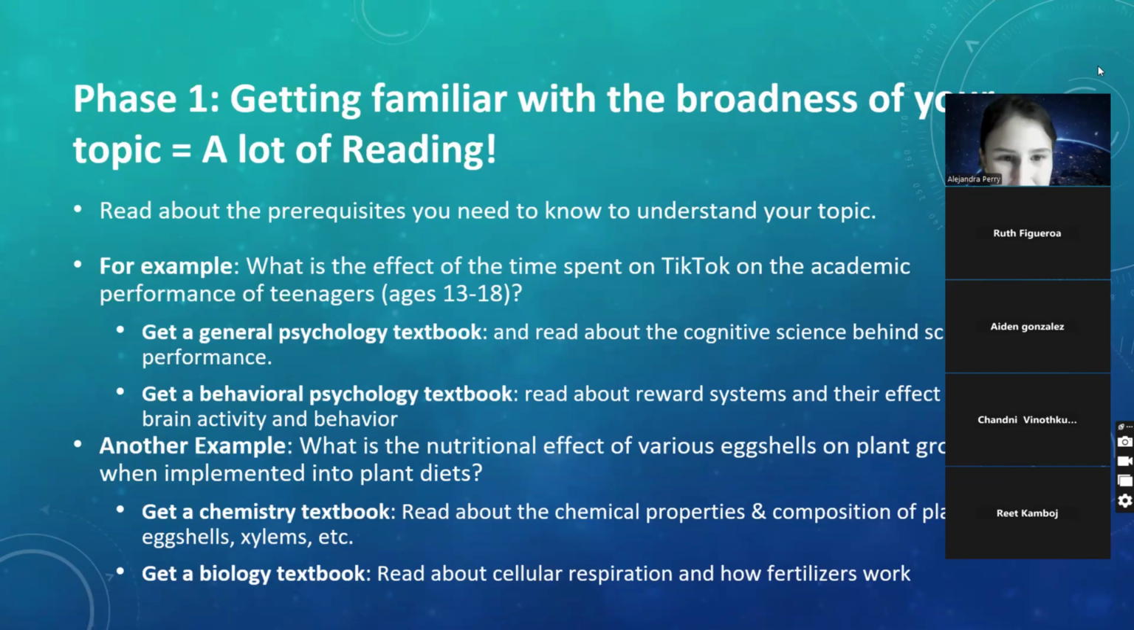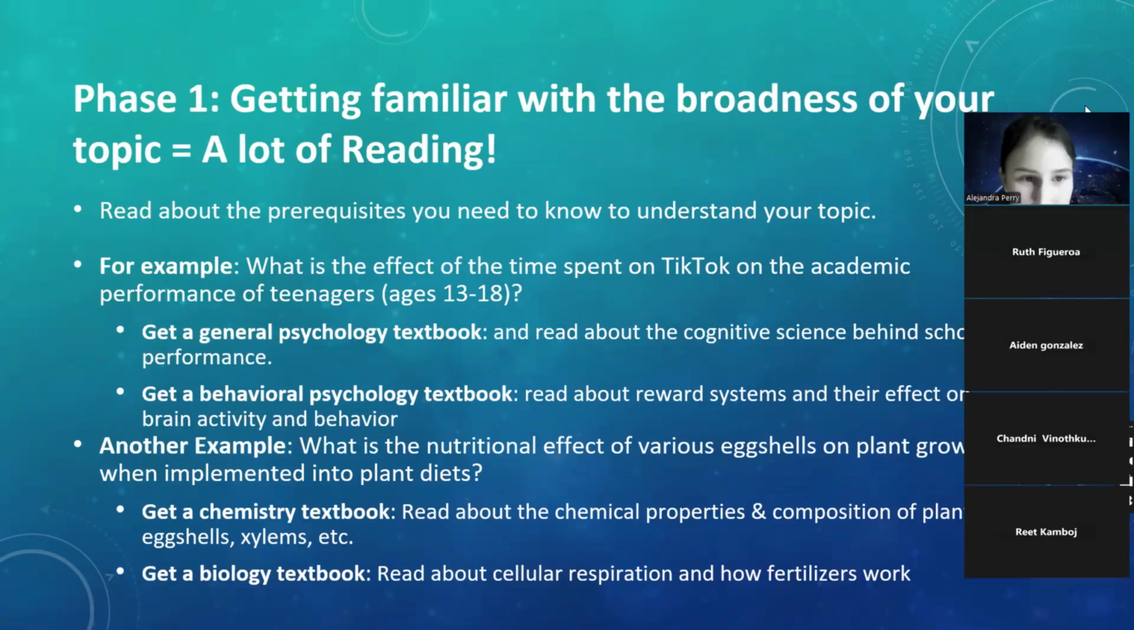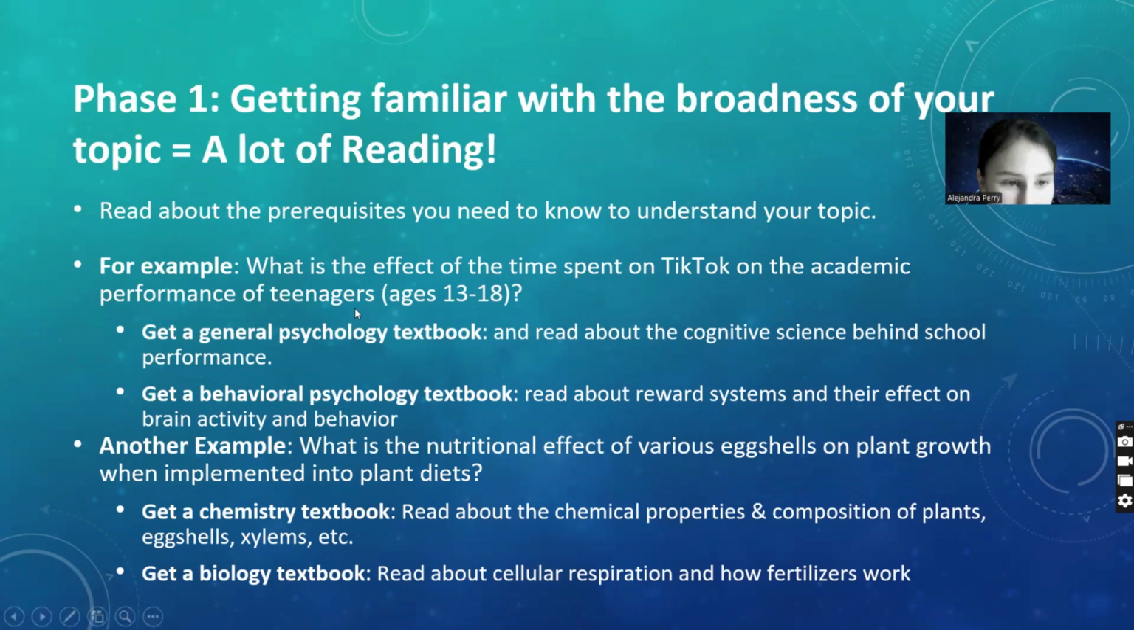For example, let's say we're going back to our idea about the effect of the time spent on TikTok on academic performance of teenagers. You need to learn psychology first. You need to learn a little bit of statistics first before it can start actually making sense, the science behind it. So for that idea, I would get a general psychology textbook and sort for the chapters, and see how I find cognitive science, or what is the cognitive science behind school performance for adolescents?